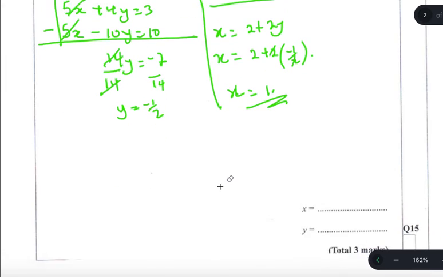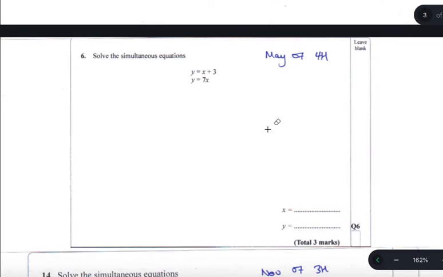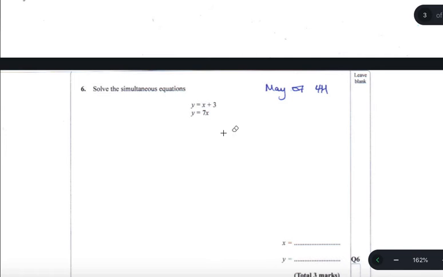Let's check out another one. Oh yeah, let's do another question just quickly. Another one is here. Oh yeah, now this type of question is even easier. Look, they have told us that y is equal to 7x, so we can use what we call substitution. We don't need elimination now. Okay, we are going to use what we call substitution.